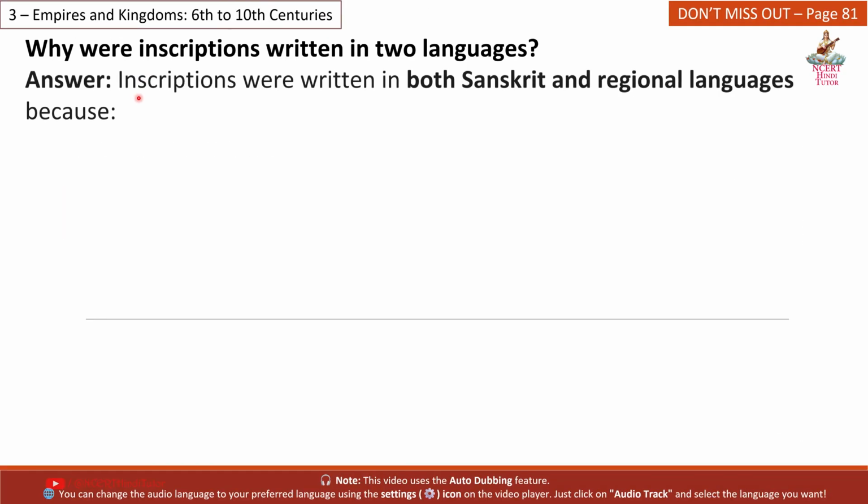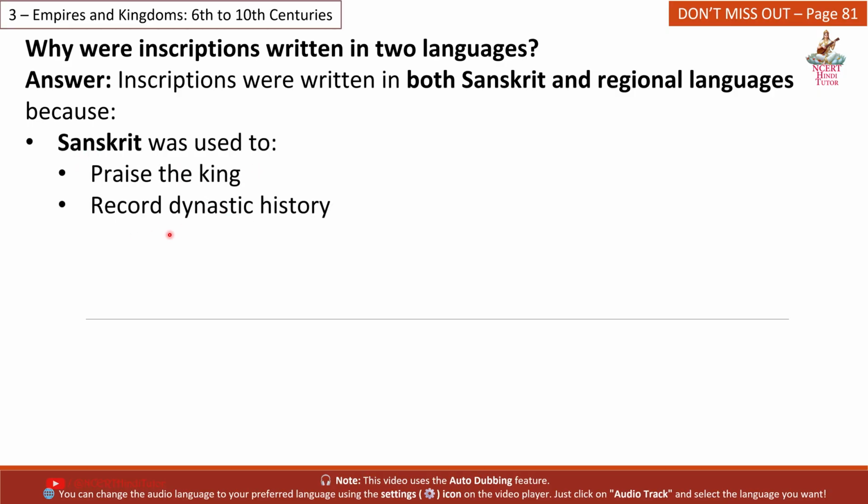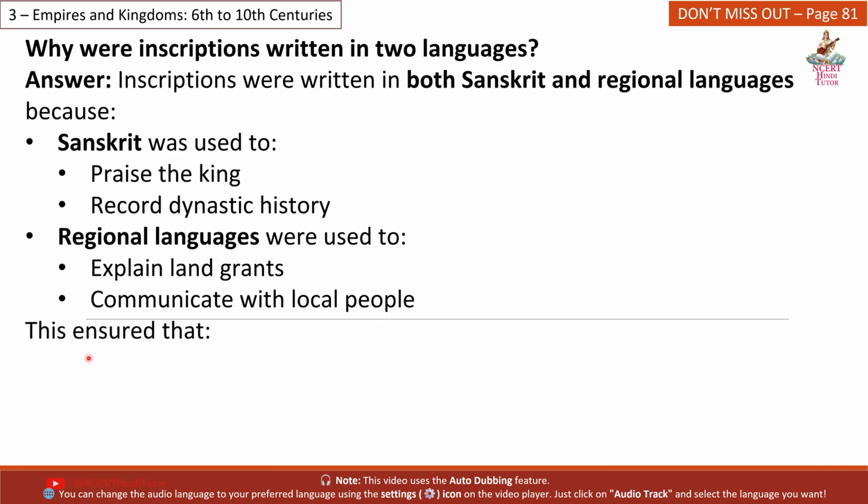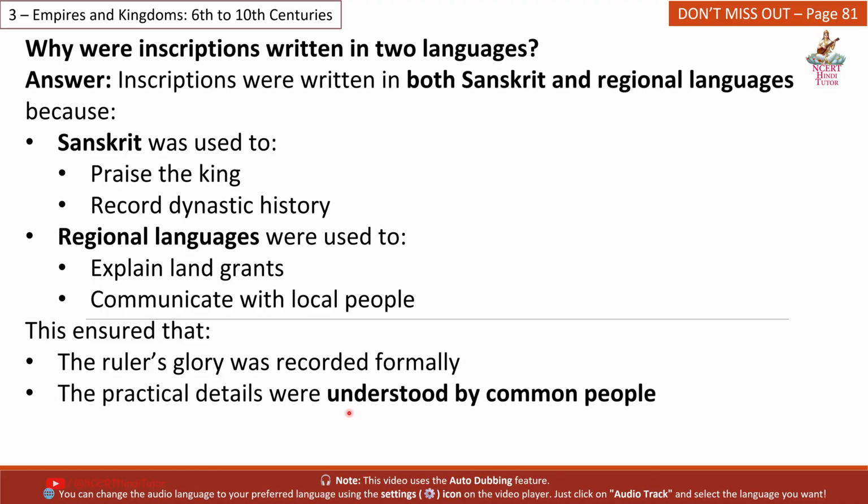Answer. Inscriptions were written in both Sanskrit and regional languages because Sanskrit was used to praise the king and record dynastic history. Regional languages were used to explain land grants and communicate with local people. This ensured that the ruler's glory was recorded formally. The practical details were understood by common people.